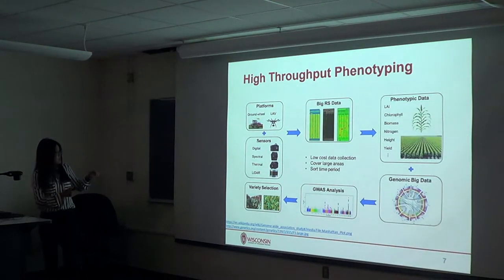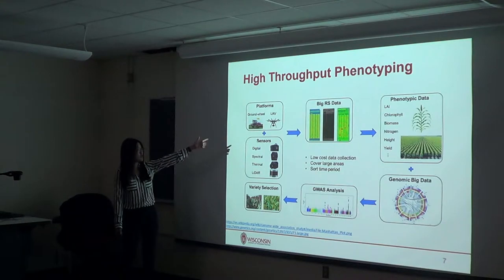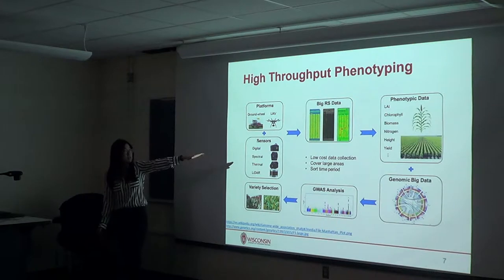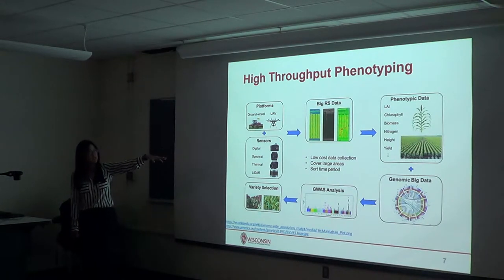So here is the flow chart. At the beginning, we can mount different sensors on different platforms, like the ground-based vehicle and also drones, to collect such different multi-sensor data. And then we do some pre-processing to get these big remote sensing data sets. And then we develop machine learning models to predict these different phenotypes. With these phenotypes, they can then be connected with the genomic data for the genetic analysis. Finally, the variety with those desired phenotypic traits can be selected.